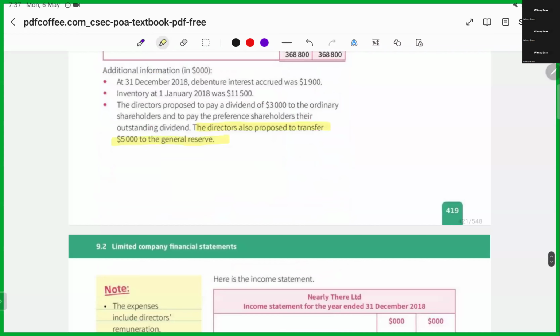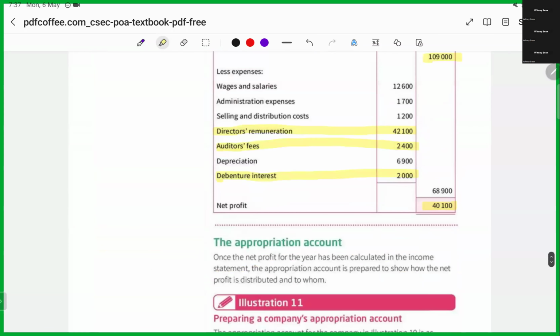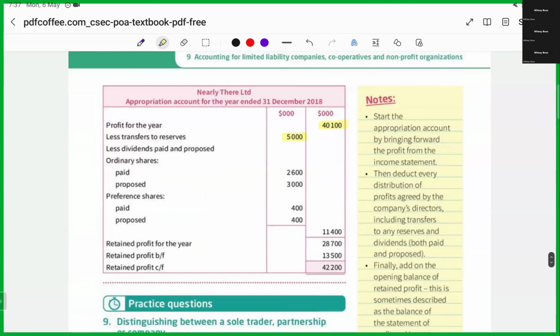Remember, transfer means you're moving something. So you're taking out of the net profit 5,000 and setting it aside in the general reserves account. So you're adding 5,000 to general reserve. So you subtract that transfer. We're also subtracting any dividends paid and proposed. Proposed dividends mean they have been declared but not yet paid.